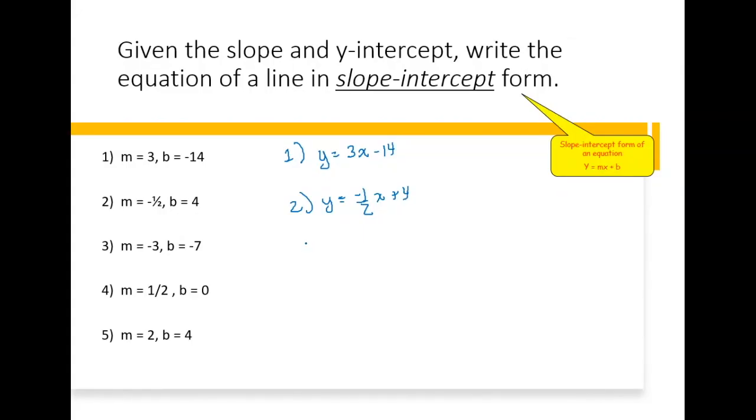And then let's just do them all. 3. Y equals -3x minus 7. Number 4, y equals 1/2 x plus 0. So you can just rewrite this as 1/2 x because plus 0 is just going to disappear, right? So y equals 1/2 x. And then number 5, y equals 2x plus 4.